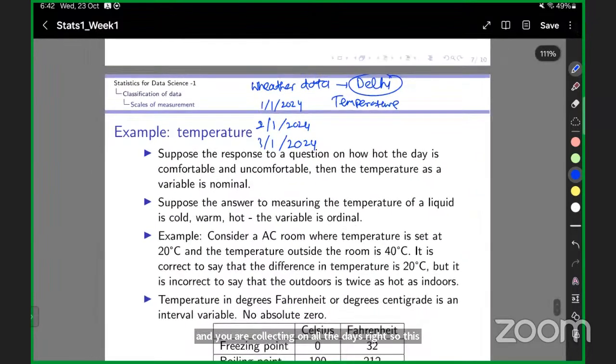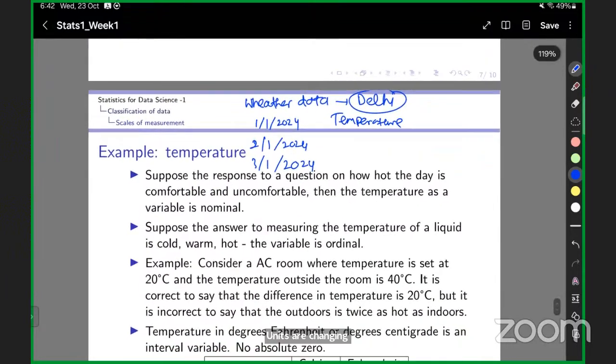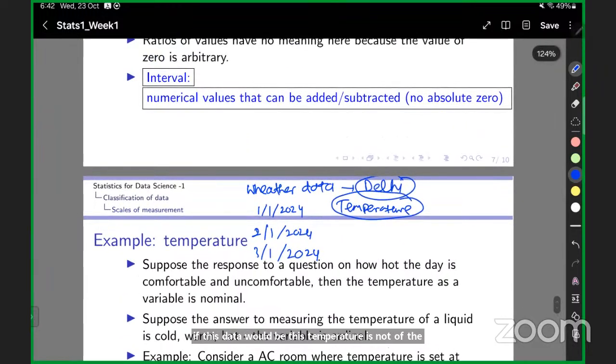But if you are collecting data of different units, where the units are changing, say patients, and this temperature is not of a city on a regular basis but about patients, what will you do? You'll have the first patient coming to your clinic.